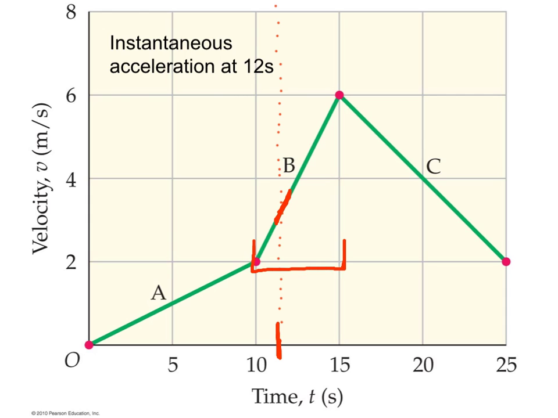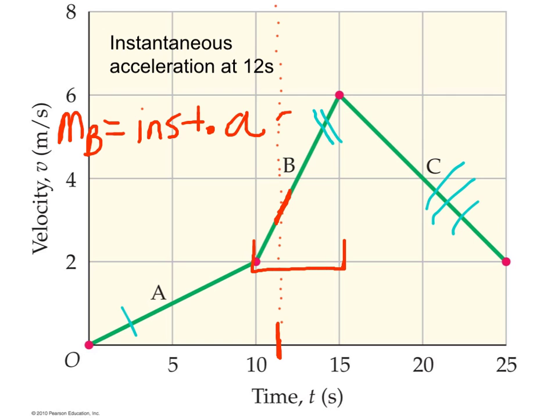And it should be pretty obvious to you that there are actually three slopes on this graph, one for section A, a different one for section B, and a final third slope for section C. Since 12 seconds falls in section B, we're looking at the slope for section B. So let's find it. Slope for section B, which is, remember, the instantaneous acceleration at 12 seconds.